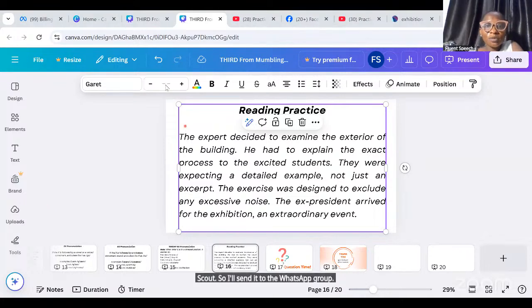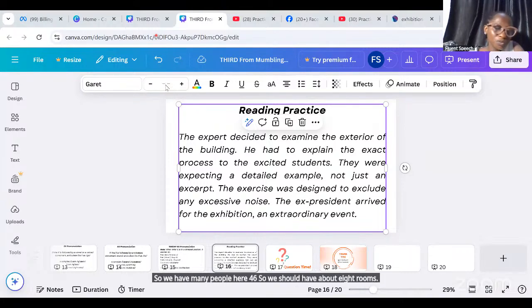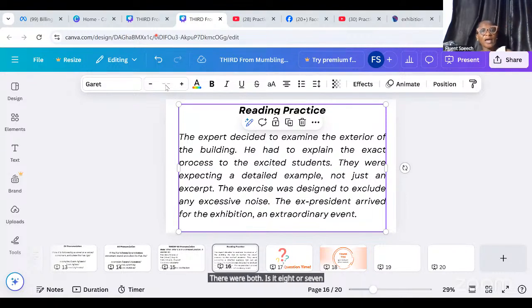So we have how many people here? 46. So we should have about 8 rooms. Thereabout. Is it 8 or 7? Let's do 7. So we could have like six people in a room.